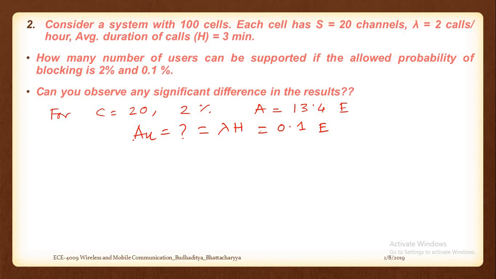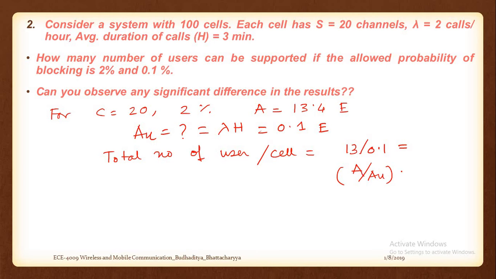So if you know that, the total number of users per cell is given by 13.4 divided by 0.1. We are doing just the A by AU part, because this is equal to U. So this will give you the users, which is around 130 users per cell.